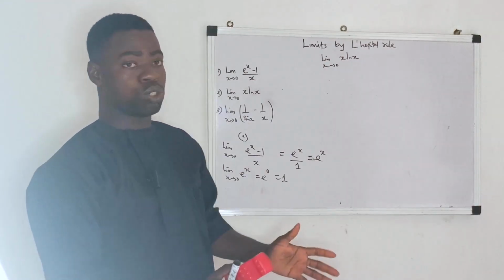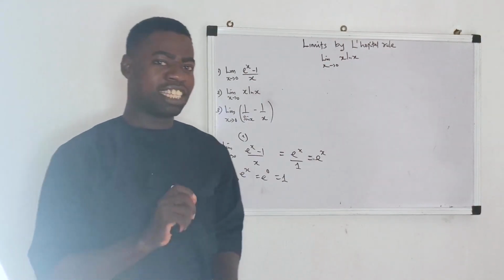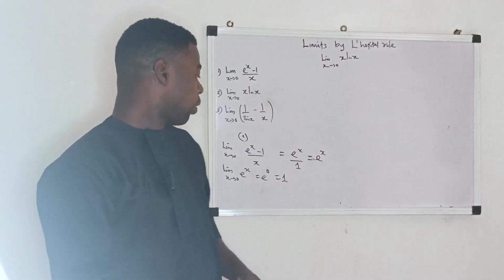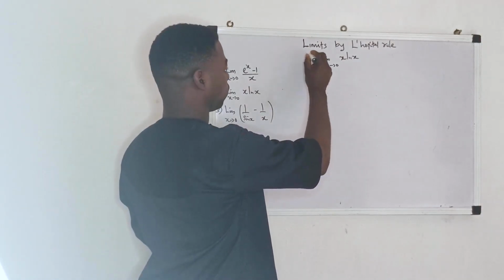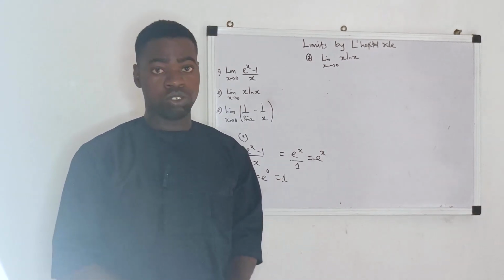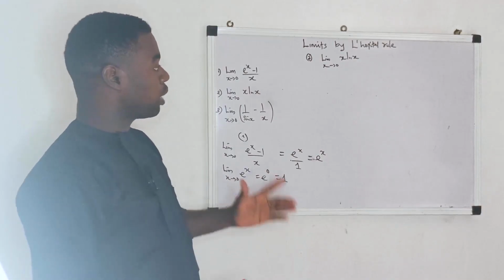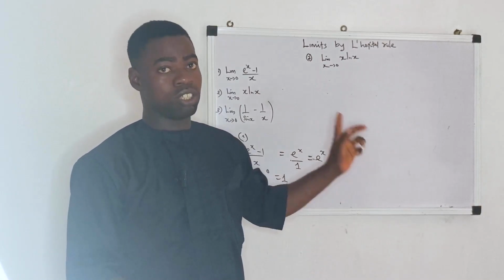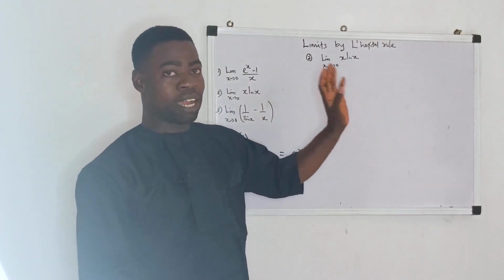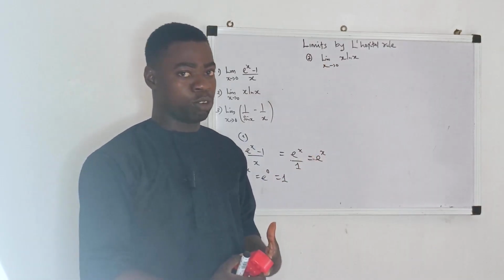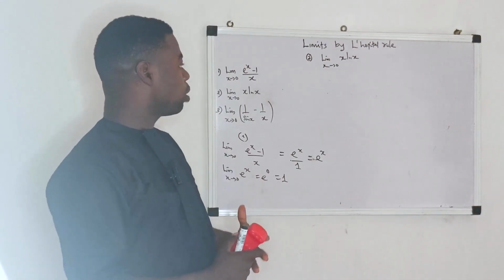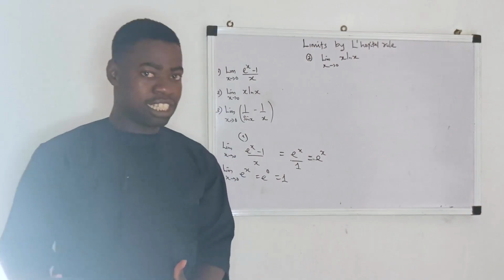But if you look at this question and the one we just finished, they are different. How? They are different in the form. The difference between question number 2 and question number 1 is that question number 2 is a product and question number 1 is a quotient. In number 2, you're having x multiplied by ln x, two functions multiplying themselves. And in number 1, you're having a quotient. E raised to the power of x minus 1 is dividing x.